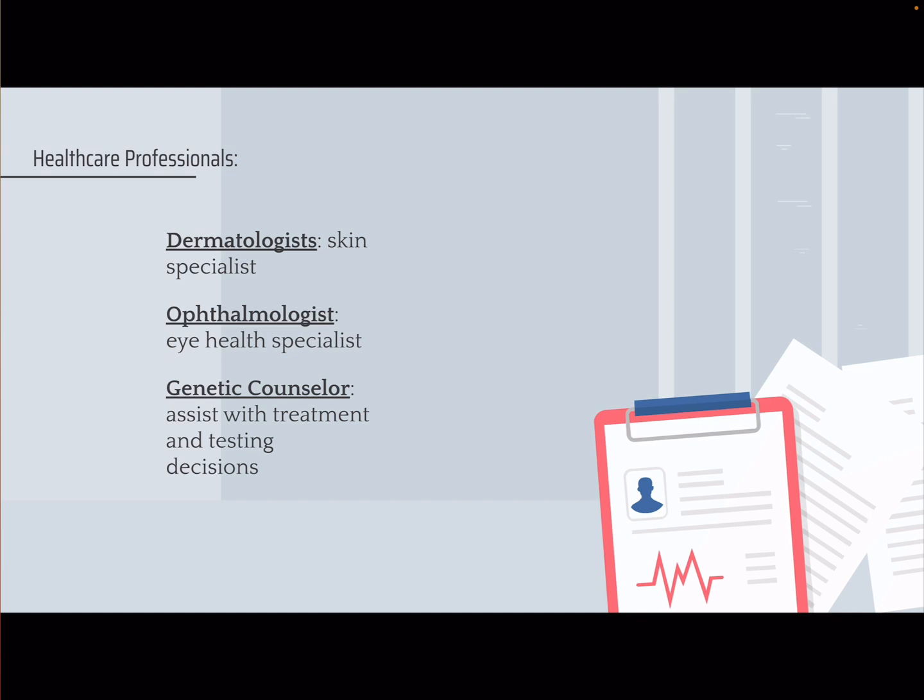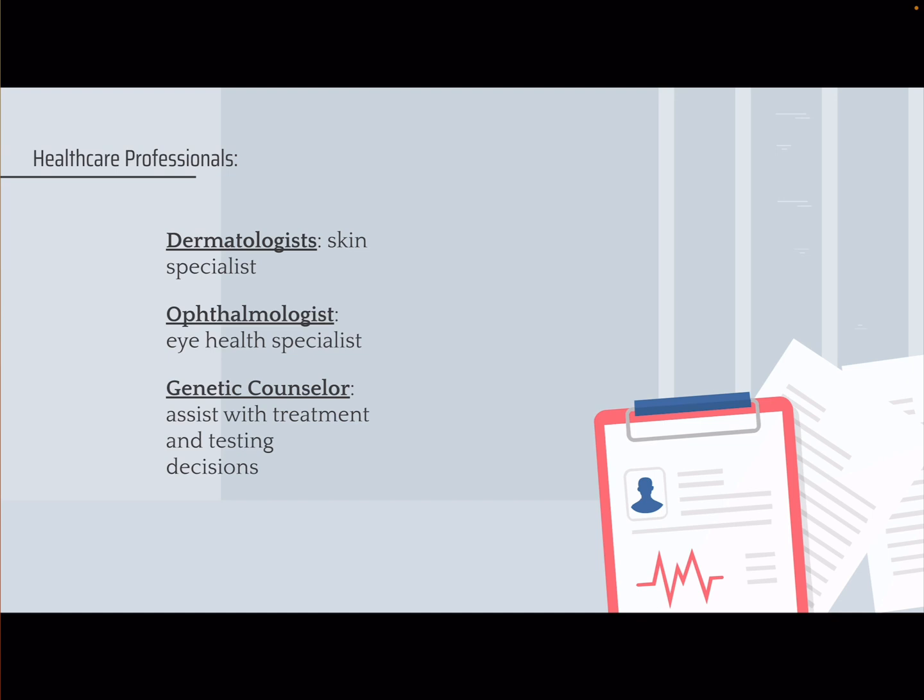The next healthcare professional is ophthalmologists. These are eye specialists, and these are important because, like I stated above in our symptom slide, those with albinism are at high risk for eye problems, such as decreased sharpness of vision, nystagmus, and photophobia. It is important to get proper eyewear, glasses, even sunglasses to protect them from certain lights or even help them with their vision and keep their eyes healthy.